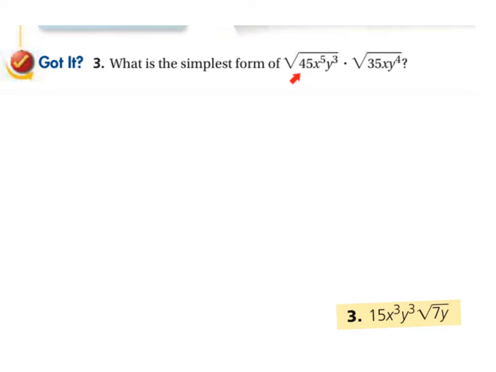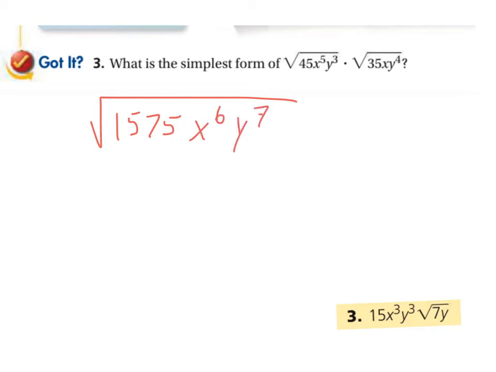Okay, to start off with this one again, notice they're separate, so we need to combine everything underneath. And what that looks like, if I just go ahead and multiply it straight out, is 1575 x to the 6th y to the 7th power. Now you may or may not know 1575, so 1575 is 225 times 7, and then again our x to the 6th, y to the 7th. I bring that up because 225 is our perfect square that's coming out of there.